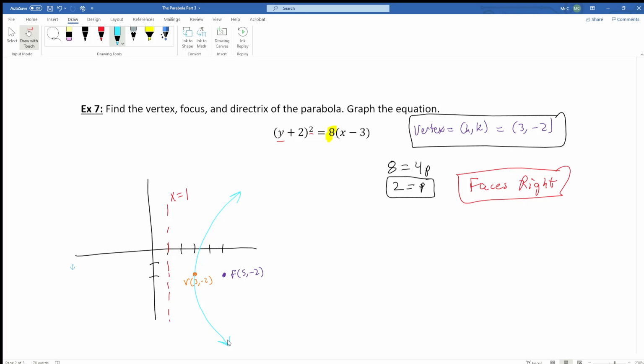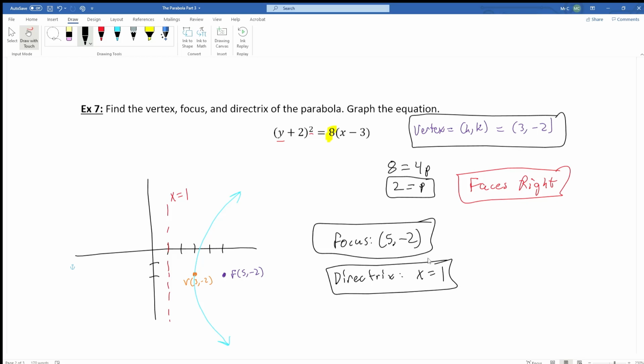So we've got our graph, and let's go ahead and list the remaining information here. Our focus is at (5, -2), and our directrix is the line x equals 1. And that's it for example number 7.